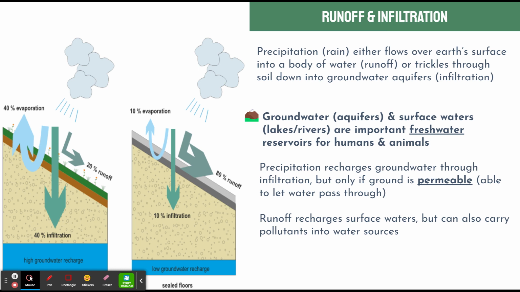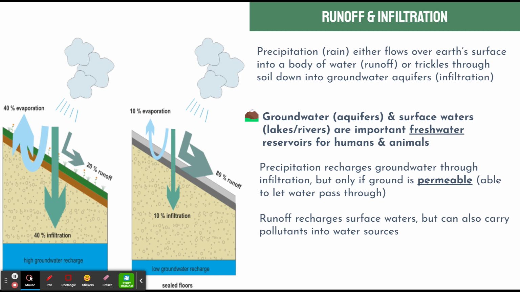This is infiltration. So water will percolate through the soil and it forms this underground reservoir of water, and we obtain most of our usable fresh water from the ground. So the groundwater, the aquifers, and surface waters are important freshwater reservoirs for humans and animals. Remember, salt water is not usable by plants or animals, or I should say most plants or freshwater plants cannot use salt water. We cannot use salt water. So the only way that we're getting a source of fresh water is using groundwater.